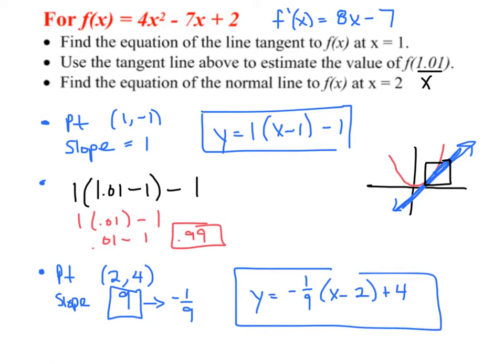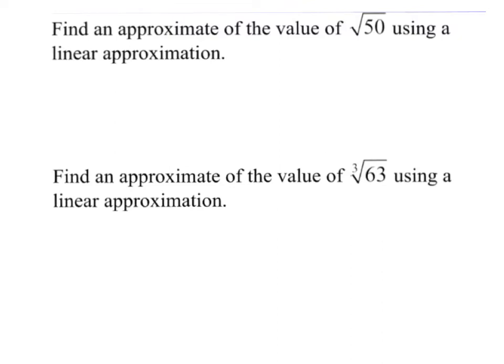Let's do a couple more quick linearization problems. All right, I'm going to approximate the value of the square root of 50. Now, of course, I don't know the exact square root of 50, but what you, I hope, are thinking is, boy, it seems like it would be close to 7 because we know what the square root of 49 is. Well, that's exactly the point.